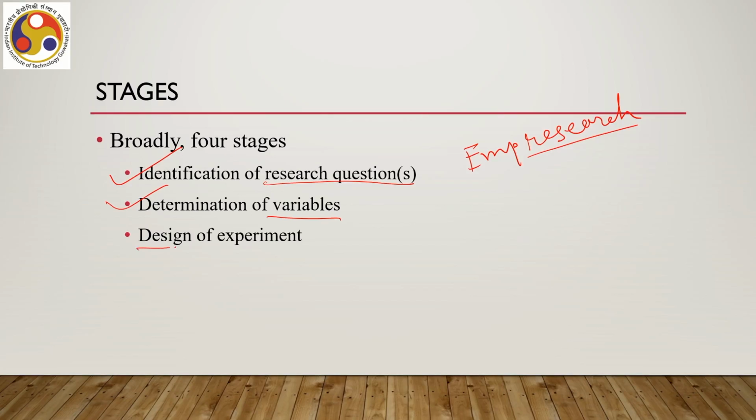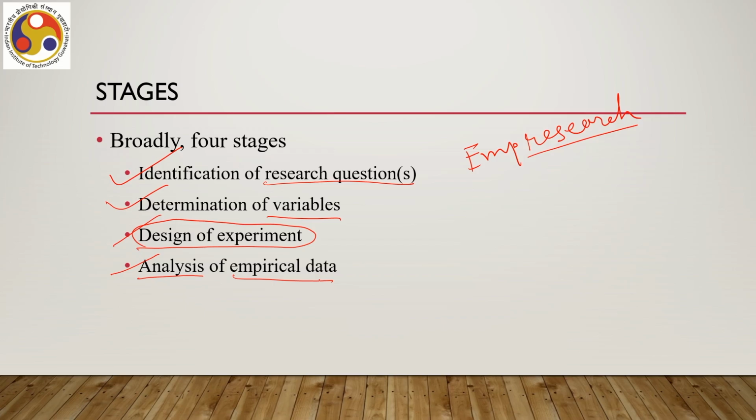Third is design of experiment. This is the most important part. Of course, the other two are also important, but this one is the crux of the process where we design an experiment to collect the data. So, design of experiment essentially means design of the experiment as well as collection of data by execution of the experimental design. And finally, the fourth stage is analysis of the data.